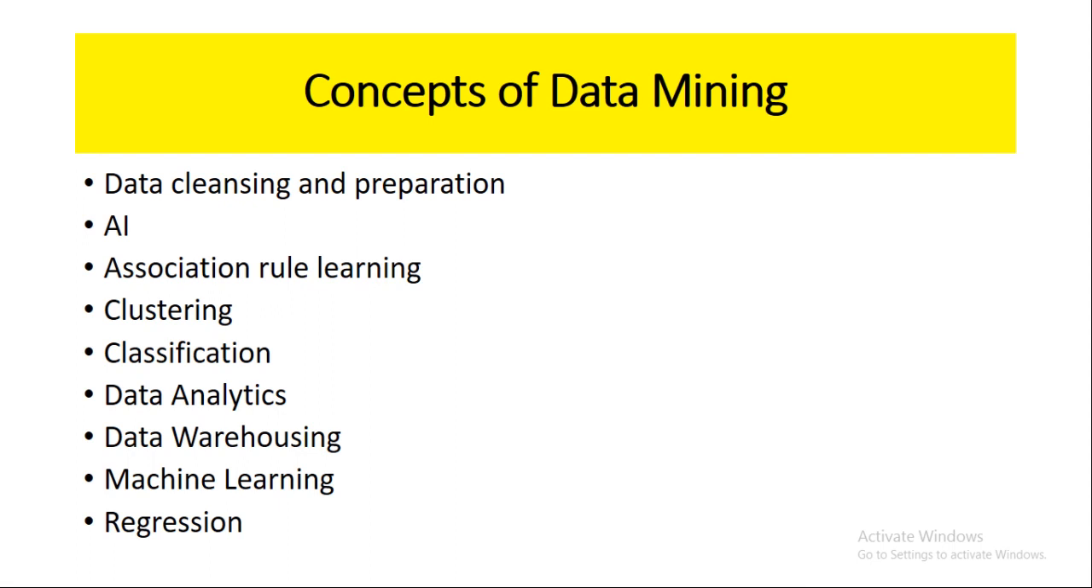Then classification. Here you can divide the same type of data into parts with the goal of predicting the target class for each and every case in the data. Items are assigned by the technique in the data set. So this is known as classification.